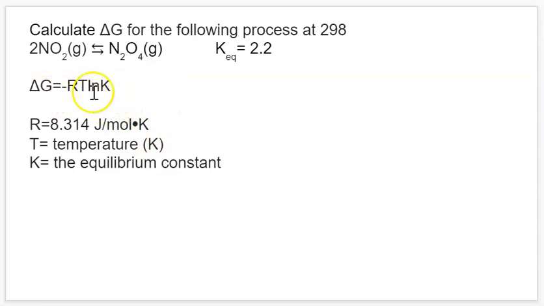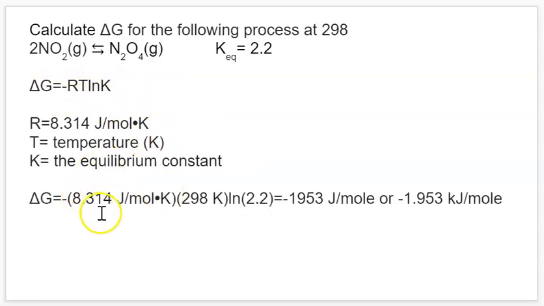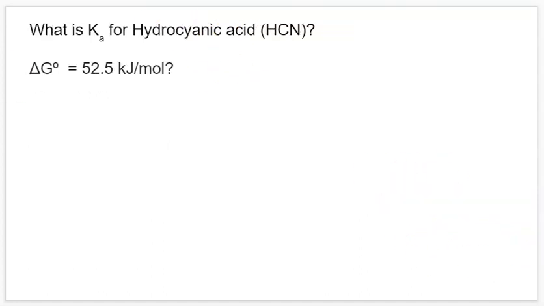As usual, we can plug everything in, and that's going to look like this. We have negative 8.314 joules per mole Kelvin times 298 times ln of 2.2, and we end up with negative 1,953 joules per mole, aka negative 1.953 kilojoules per mole. So a slightly favorable delta G, and a slightly favorable equilibrium constant.